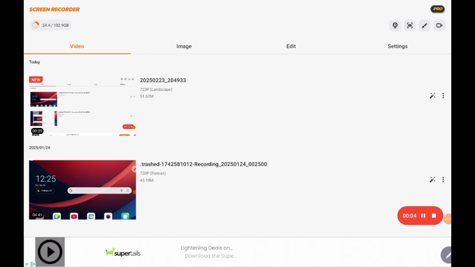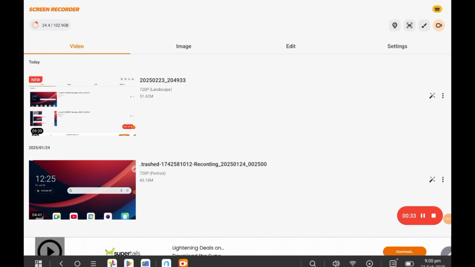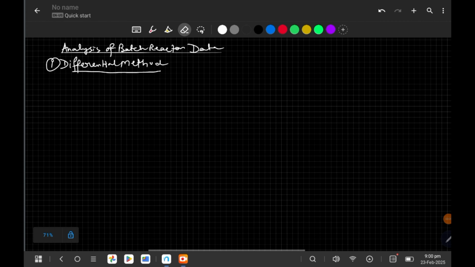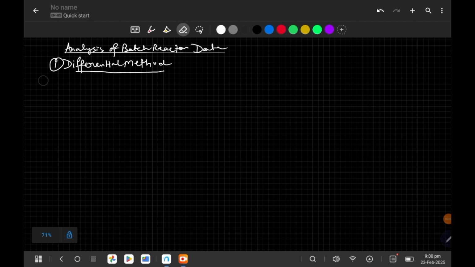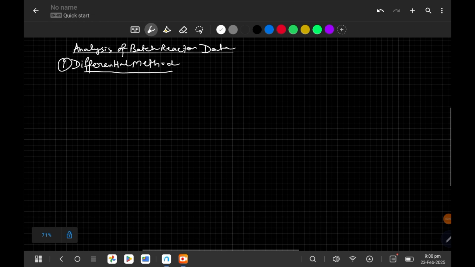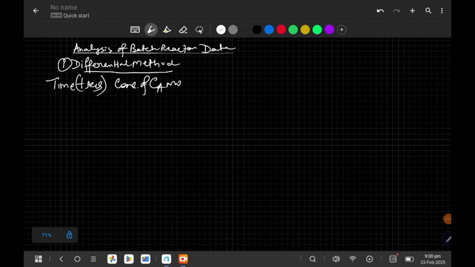Suppose you have a set of data points. Okay, so I'll take some data points here. Time t in seconds and concentration of a particular reactant Ca in moles per liter. Alright, so these two data are given to you.